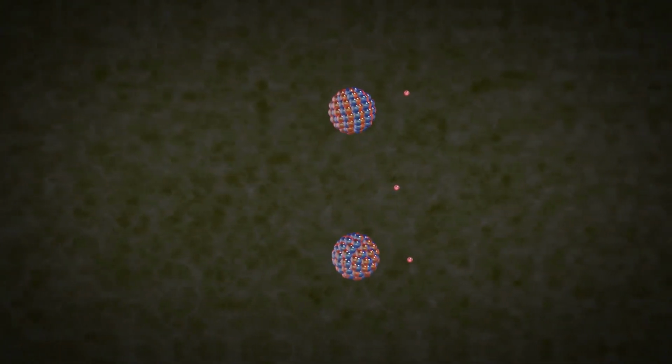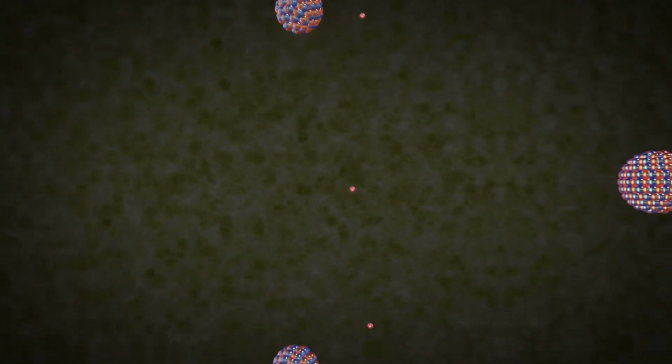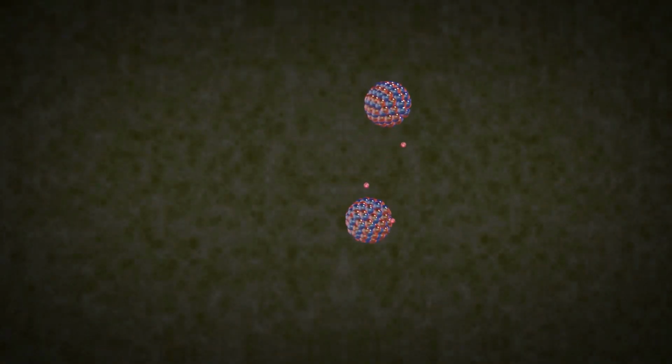Each time the reaction occurs, there is a release of energy in the form of heat and radiation. The heat can be converted into electricity in a nuclear power plant, similarly to how heat from fossil fuels such as coal, gas, and oil is used to generate electricity.